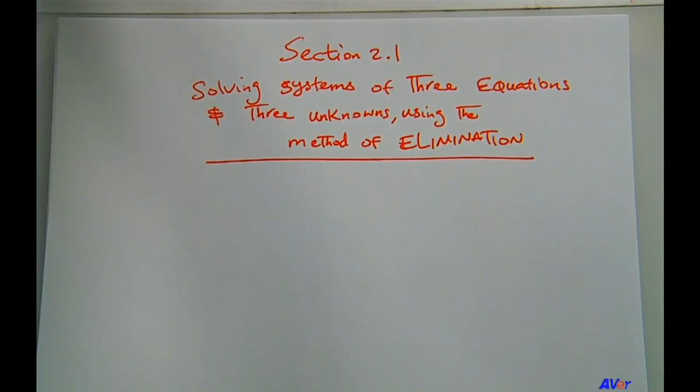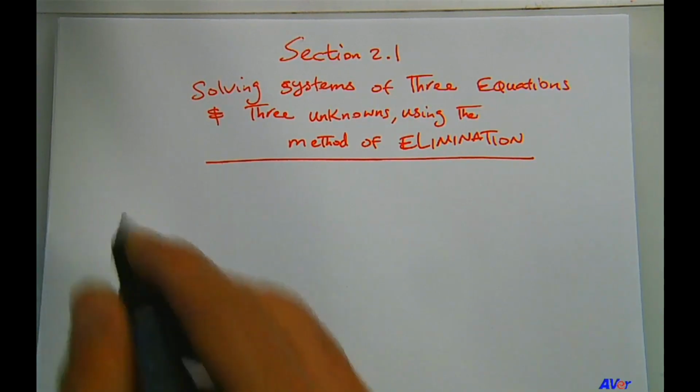Systems of three equations with three unknowns using the method of elimination. So in the previous section, 1.3, I believe, we talked about how to solve systems of two equations, two unknowns. I think we did that in section 1.2. So before we see how this works, let's do a couple of warm-up activities.